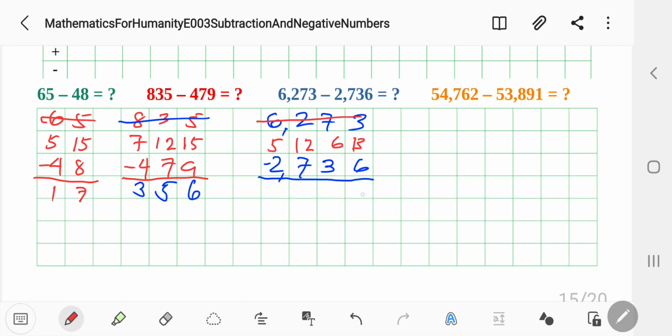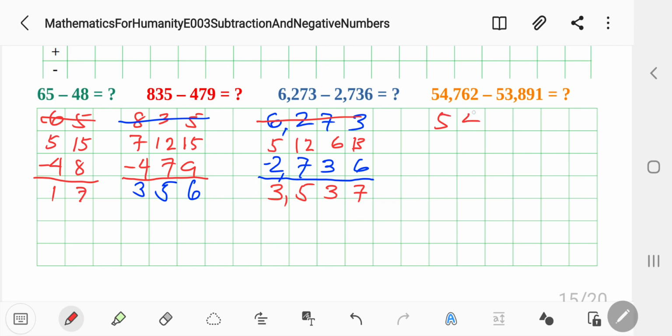So you have 13 minus 6 is 7, and then 6 minus 3 is 3, and then 12 minus 7 is 5, and then 5 minus 2 is 3. 3,537. That's the difference between 6,273 and 2,736, or 6,273 minus 2,736. So let's go to a larger number, a bigger one.